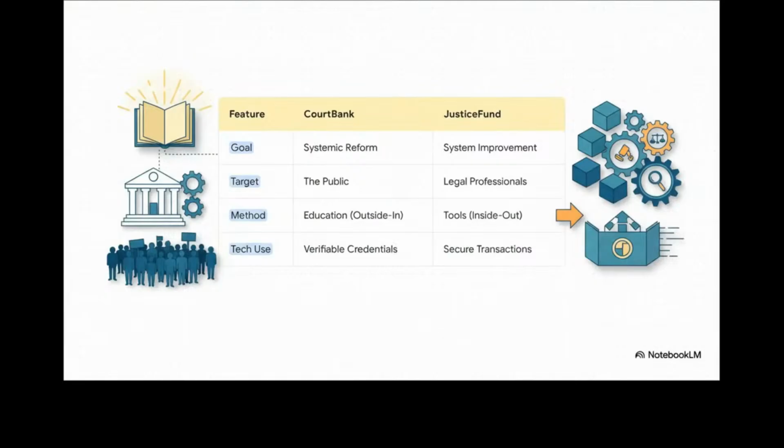So when you put it all together, you've got these two totally different ways of tackling the problem, even though they're both using the exact same technology. Courtbank's radical knowledge path is about teaching the public to create pressure from the outside. Meanwhile, Justice Fund's radical efficiency path is about giving insiders better tools to fix the system from the inside.